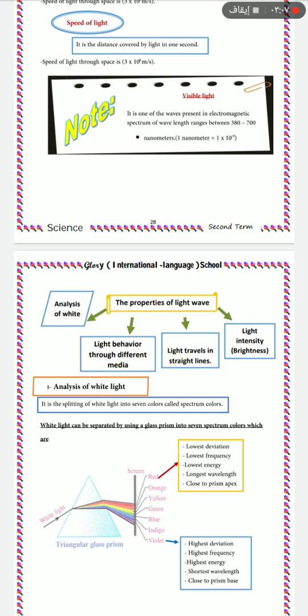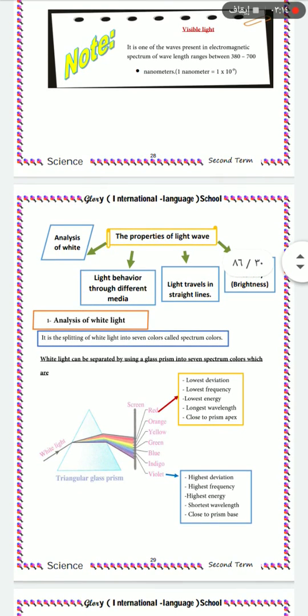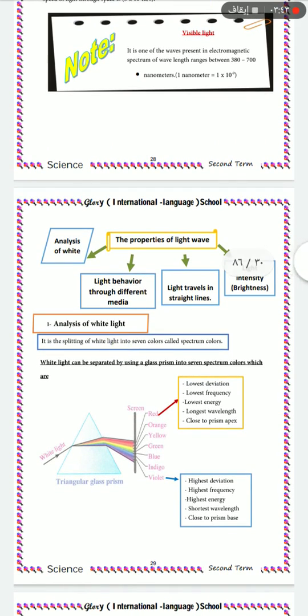Now let's talk about visible light. You said visible light, so may we have invisible light? Yes, we have invisible light that we cannot see. Let's start with visible light. Visible light is one of the components of the electromagnetic spectrum, with wavelengths ranging between 380 and 700 nanometers.